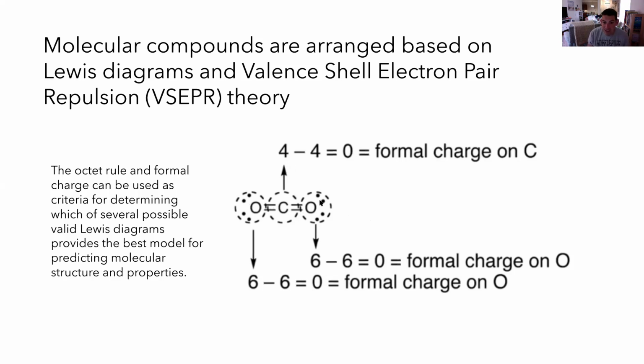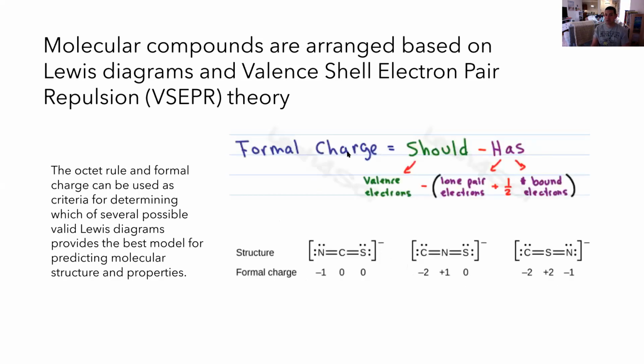And the oxygens, it's the same thing. They're shown with 6 valence electrons, and they are using 6, so 6 minus 6 is 0. And again, counting the electrons on the oxygen, 2 bonds. Now, each bond includes 2 electrons, so that's 4 total. But we divide it in half, so that's 2, plus 2 from the lone pairs gets us the 6. All right, so again, formal charge: what it should have minus what it has. Lone pair electrons plus half the number of bonded electrons.